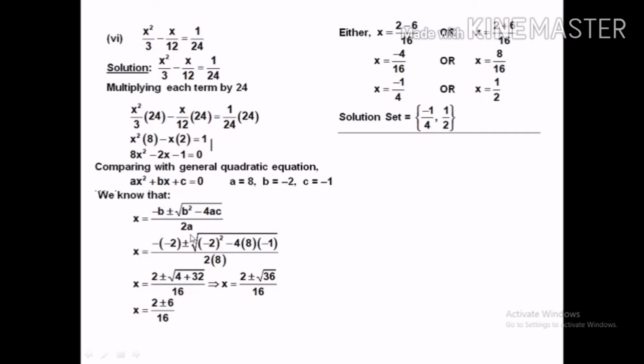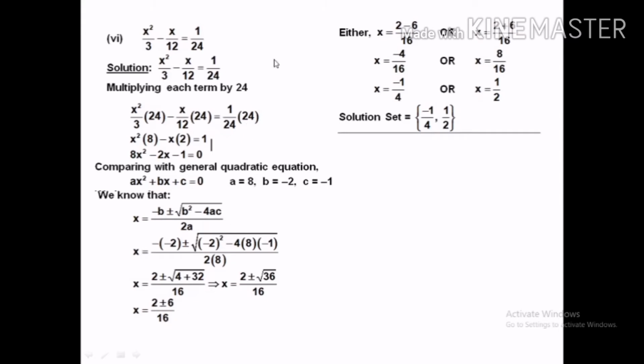Thus by putting into the quadratic formula, x is equal to minus b plus minus square root of b square minus 4ac, divided by 2a. By putting the values, we get x is equal to 2 plus minus square root of 2 square, which is 4, plus 32, divided by 2 times 8, which is 16. So this becomes 2 plus minus square root of 36, over 16. The square root of 36 is 6. So 2 plus minus 6 by 16.